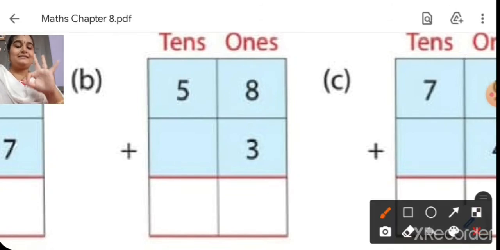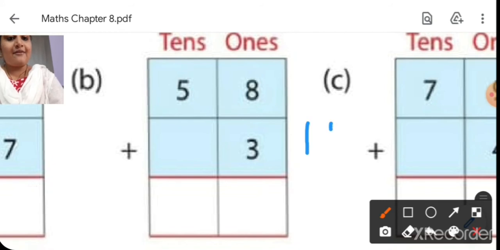58 plus 3. What is it? Okay. 8 in the mind, 3 in the finger. After 8, 9, 10, 11. So what is the answer? 11.